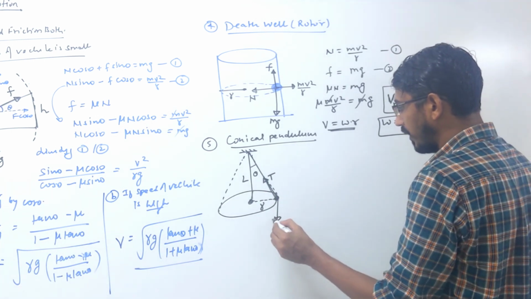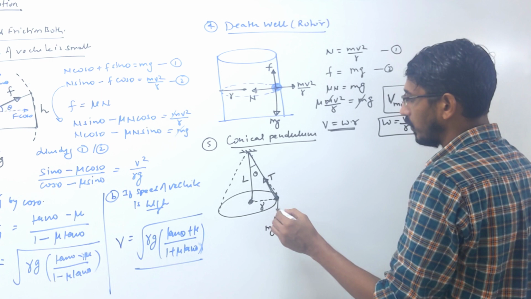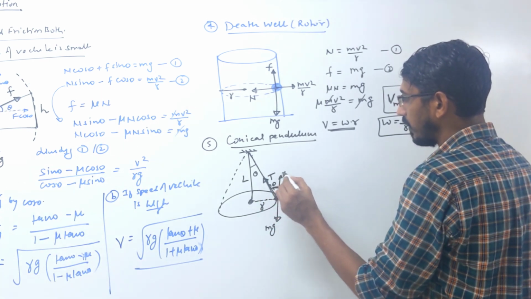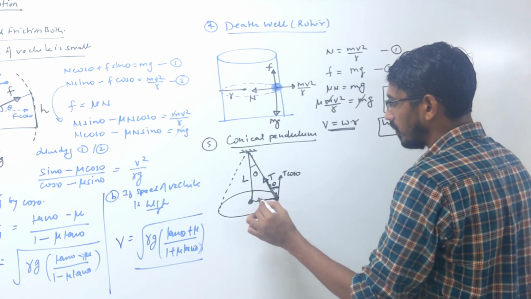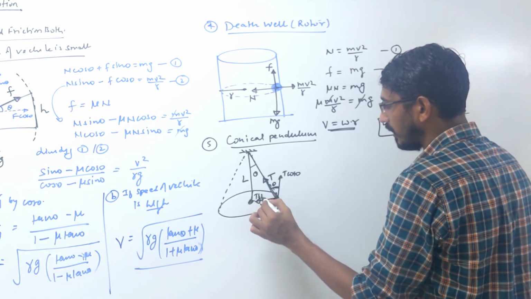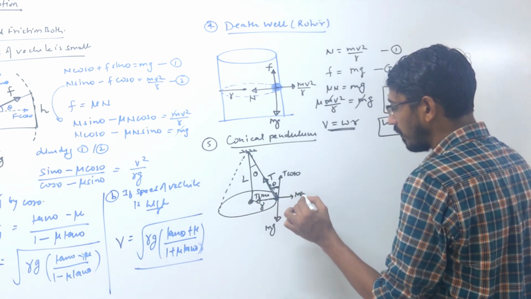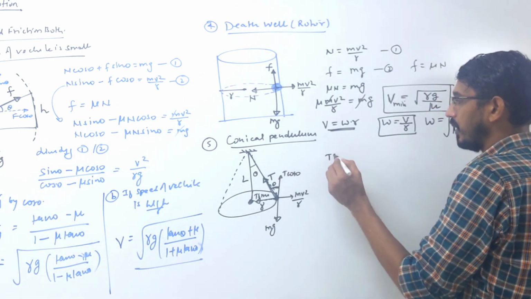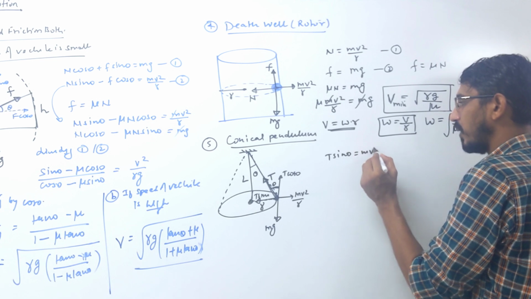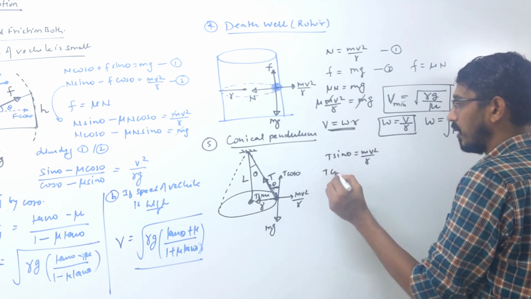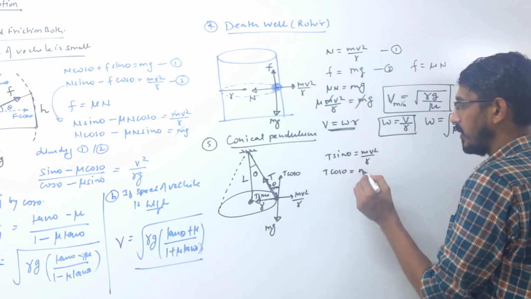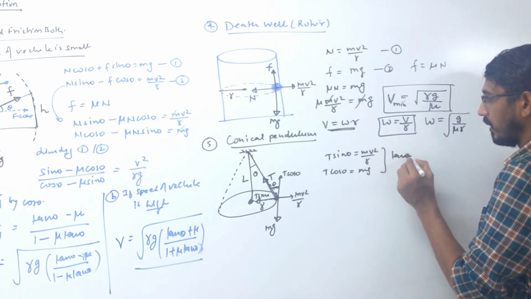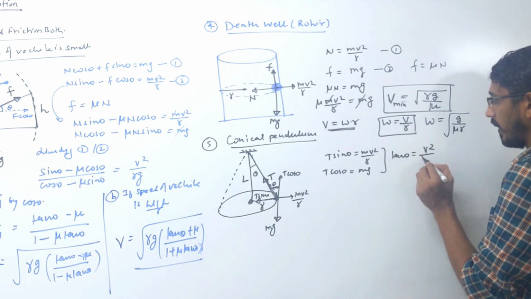Weight will be what? Straight downward, mg. Then you take the component of tension along that direction, this angle also what? Theta only, that will become T cos theta, and that component will become T sin theta, and this will be your centripetal force mv square by r. So let's write the components. T sin theta should be equal to mv square by r, and T cos theta should be equal to mg. Let's divide them. When you divide them, what will you get? You say that tan theta is equal to simply v square by rg.